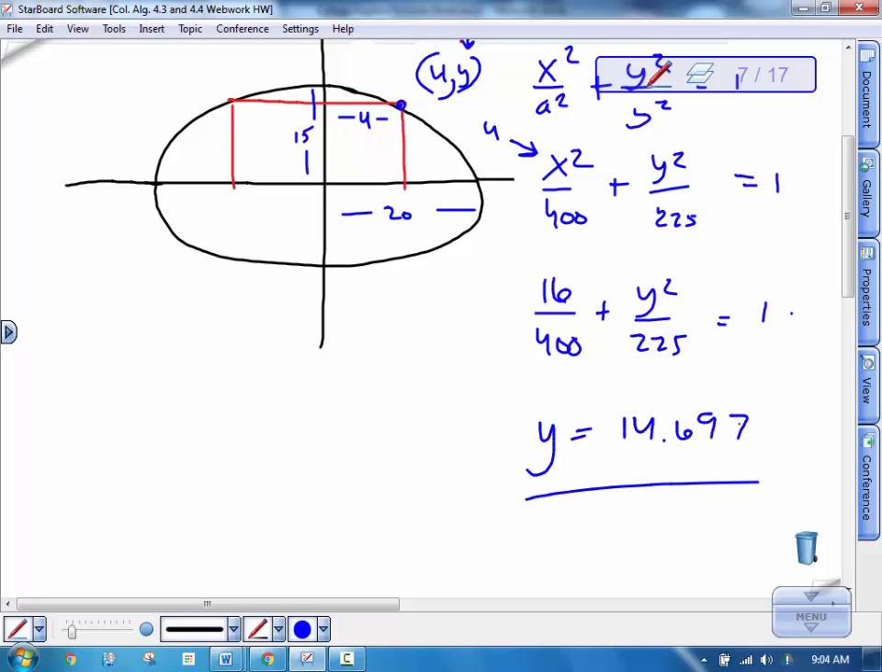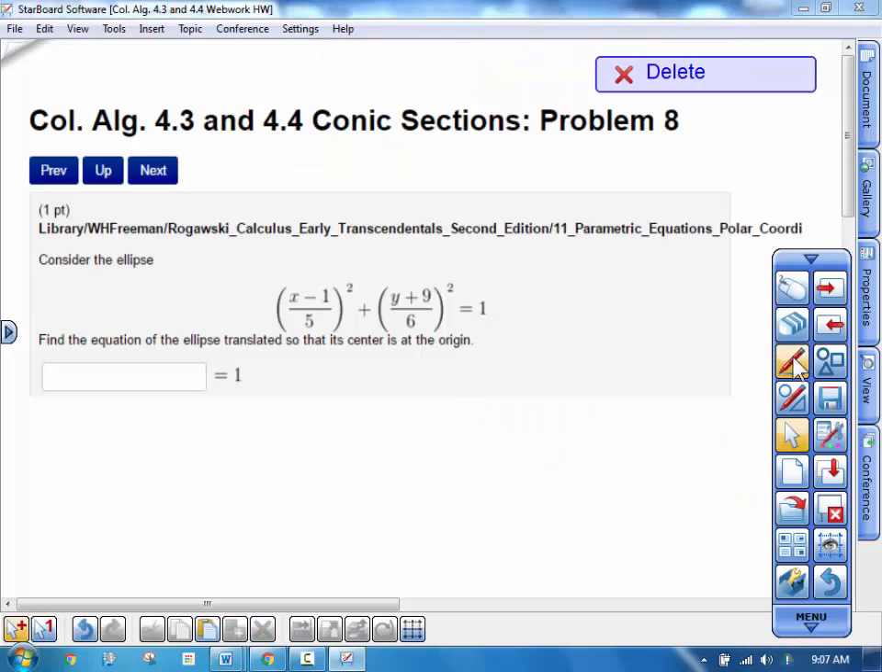And that answer works. Obviously, if the truck was actually 14.697, it would scrape. So really, we should safely say we should go with a height of 14 only, but Webwork accepted the 0.697, so that will work. Okay, the next problem is really easy.